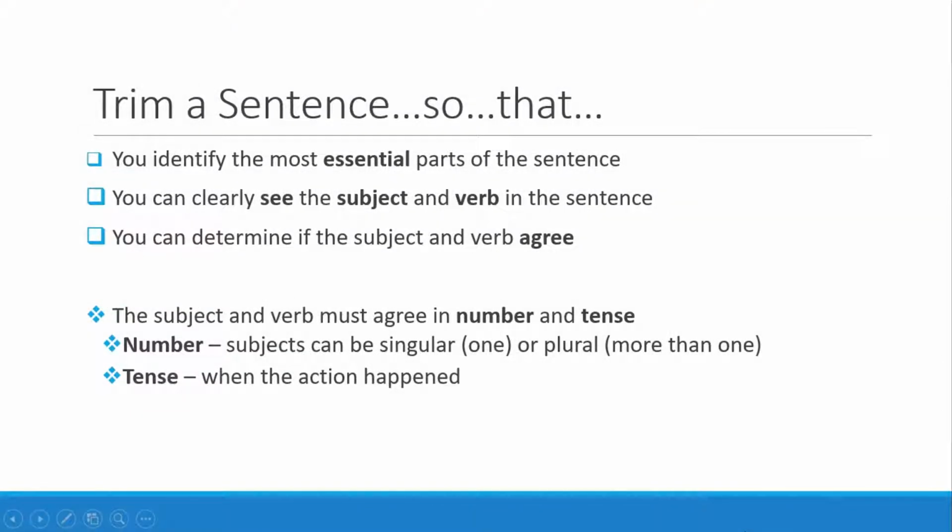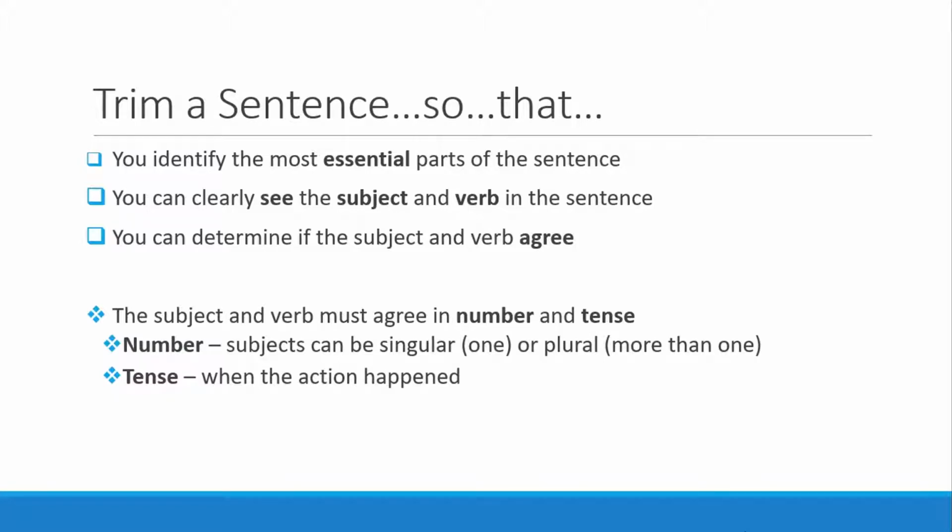We want to trim a sentence so that you can identify the most essential parts of it. Trimming gets rid of the non-essentials, like adjectives, adverbs, and modifiers, so you can see the essence of a sentence. You can clearly see the subject and the verb, and you can determine if the subject and verb agree. The subject of the sentence is who or what the sentence is about. The verb is what that subject is doing, or the state of being of the subject. The subject and verb must agree. They must agree in two areas: the number and also the tense.